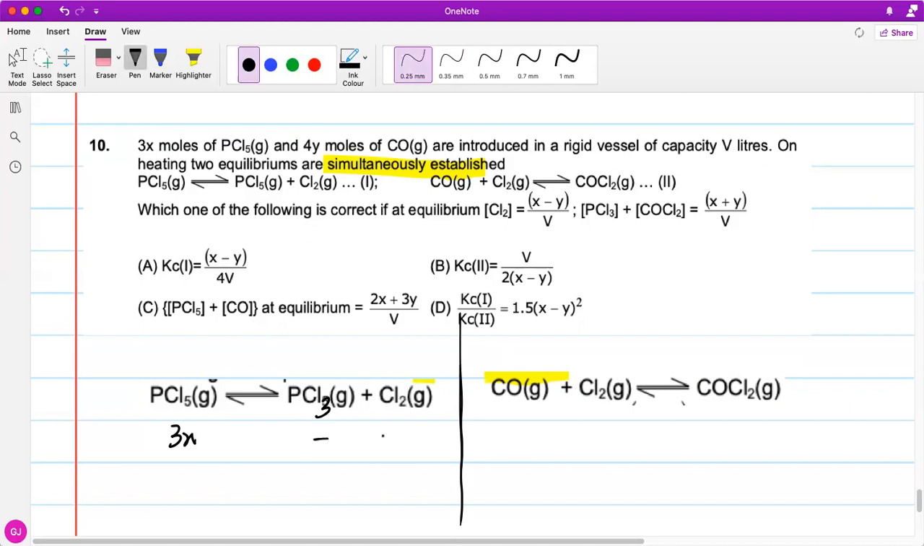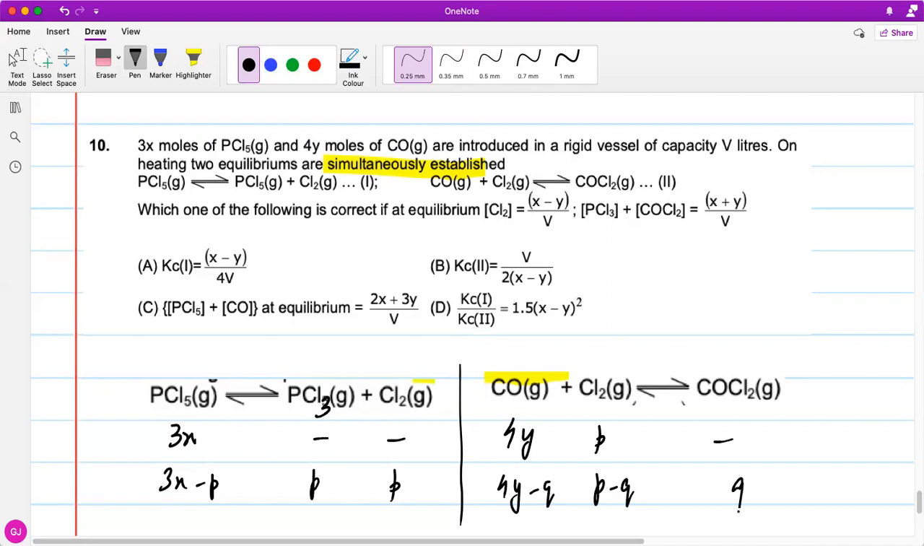And you have nothing of PCl3 and Cl2. So 3x minus P and P. And here you have 4y moles of CO, and Cl2 we are taking it to be P and nothing of COCl2. Then 4y minus Q, P minus Q and Q.